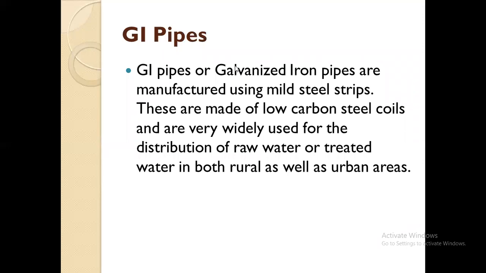Then the next type of material is GI pipes. GI is galvanized iron. GI pipes are manufactured using mild steel strips. I think you have seen mild steel: the railings we provide to windows, or the frames we construct, are made of this type of material, which is nothing but mild steel.